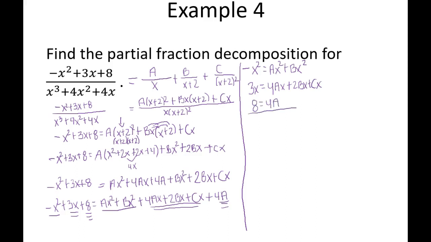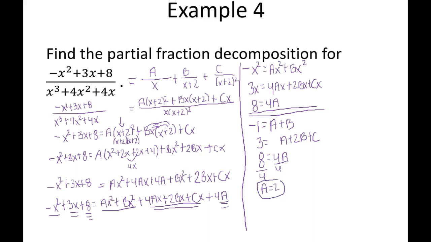Okay. Now I'm going to rewrite these with just the coefficients in them. So I'm going to take off the x squareds and the x's. We have -1 equal to a plus b, and 3 equal to 4a plus 2b plus c, and then 8 equal to 4a. And now I'm going to solve the system. I think the first thing I want to do is figure out a, because my last equation only has one variable in it. So let's divide both sides by 4. We'll find out that a is equal to 2.